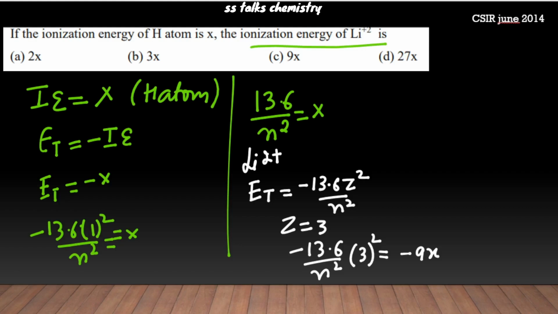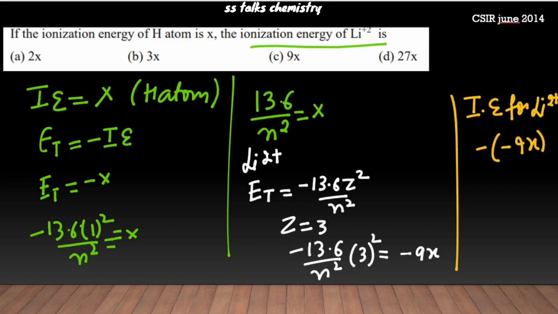Now the ionization energy is being asked to us. Ionization energy for the lithium 2 positive is negative of this, negative of the minus of the 9X, that comes out to be 9X. So this is going to be the ionization energy for it. So option C becomes the right answer.